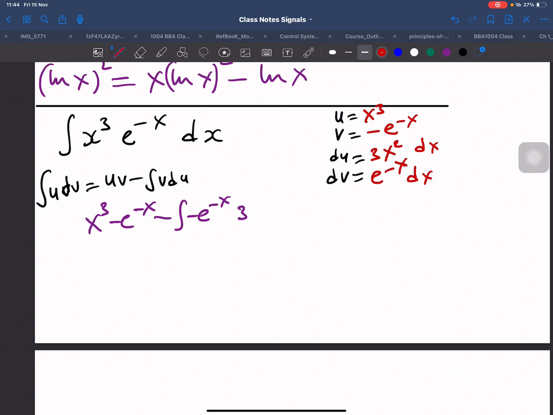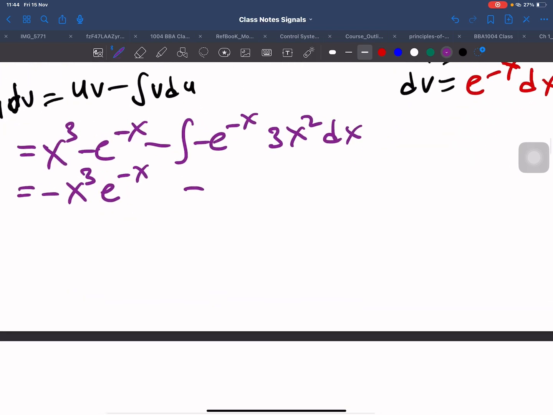du is equal to 3x squared dx. So now we have minus x cubed e raised to power minus x, minus the integral of... and when you have two minuses, it's going to be plus the integral of 3x squared e raised to power minus x dx.